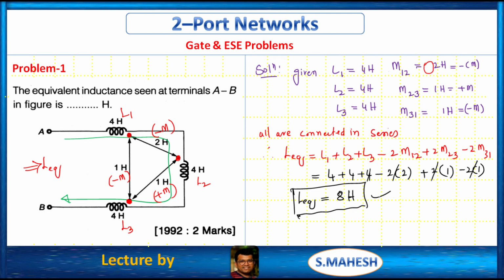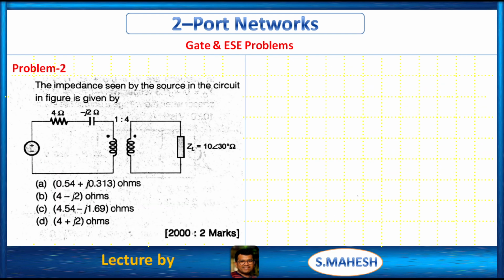The answer is 8 Henry. You can solve more number of problems, then only you will have better idea about the concept. Here I am providing only one solution regarding this series connection of equivalent inductance. Then you have to solve more number of problems based upon this problem. Next problem is the impedance seen by the source.